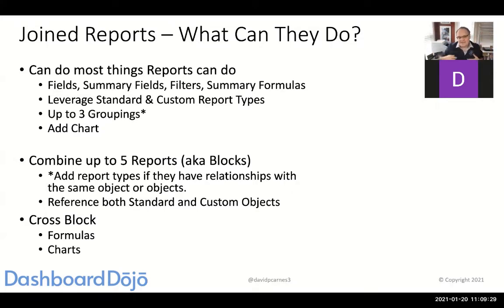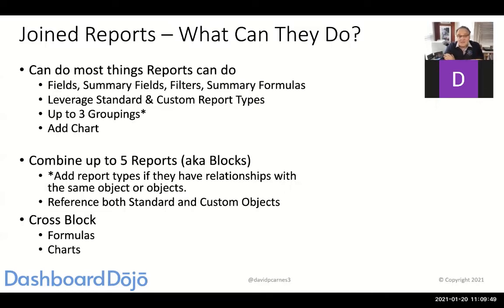That's why I have the little asterisk there. If somehow you added two blocks and there was only one field in common, probably at a minimum you'd always have at least two fields, the owner and maybe the owner alias or something like that. But for all intents and purposes, you can do three groupings.